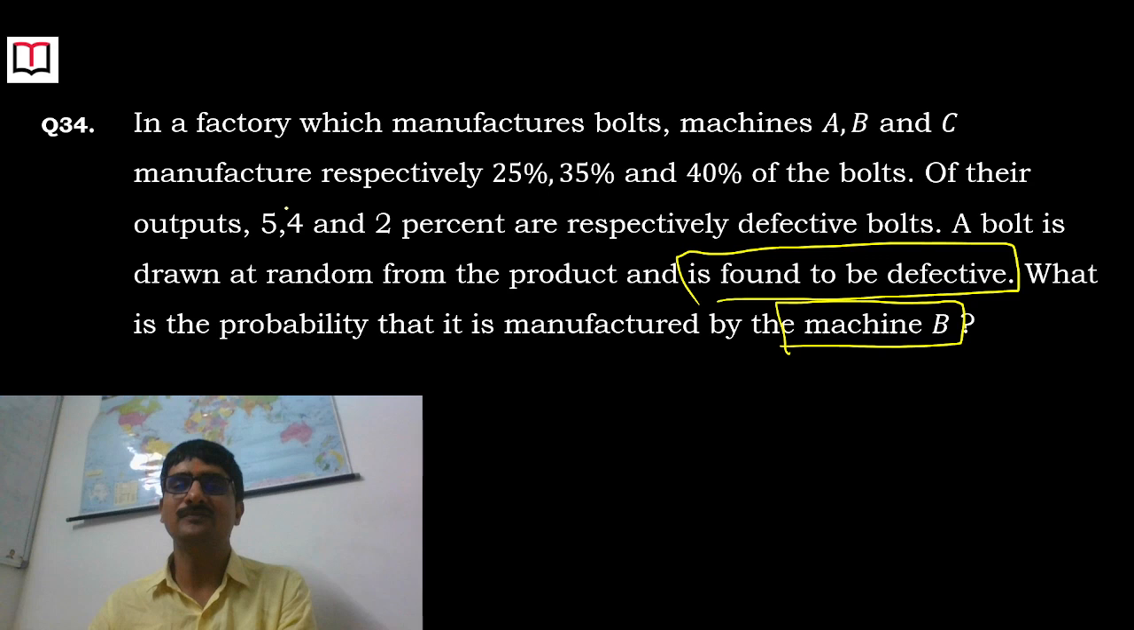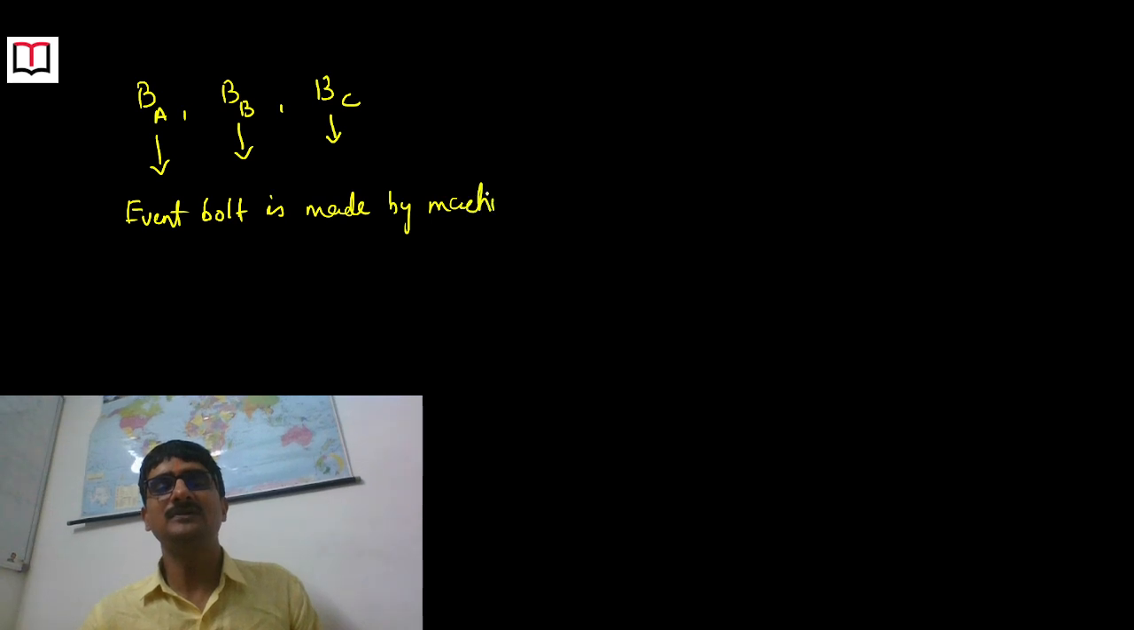So for me, I will say bolt is from machine A, bolt is from machine B, bolt is from machine C. So I will be defining the events. I'm not writing it here, you need to write it. Actually, let me write one. BA represents the event that the bolt is manufactured by machine A. Similarly, BB and BC.